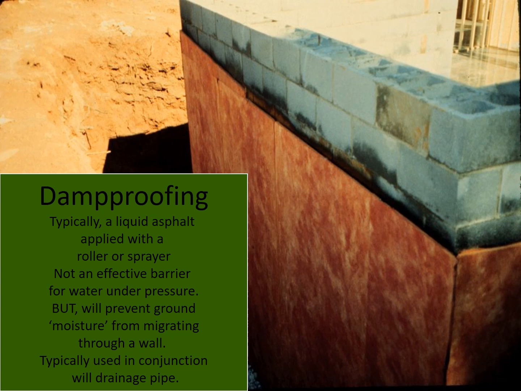Damp proofing. You can see a liquid asphaltic was placed, which is a brush-on tar type, rolled-on type, or sprayed-on. That's almost like the roofs, the same type of method used, an asphaltic layer. It's not an effective barrier so much for water, especially water under pressure. It's called damp proofing for that reason. It's not waterproofing, but will prevent ground moisture from migrating through a wall.